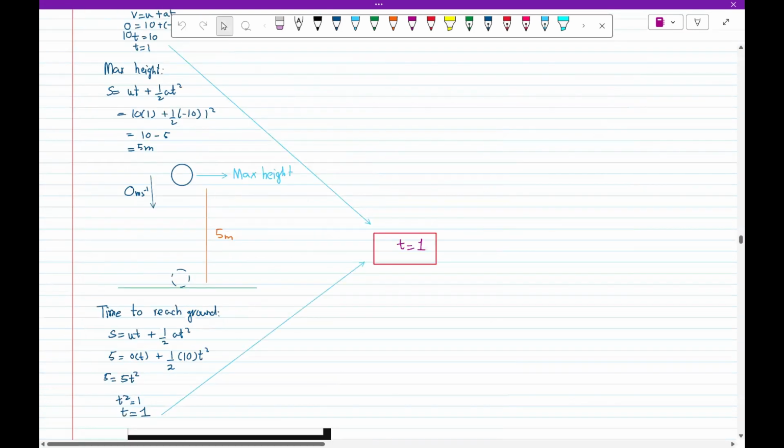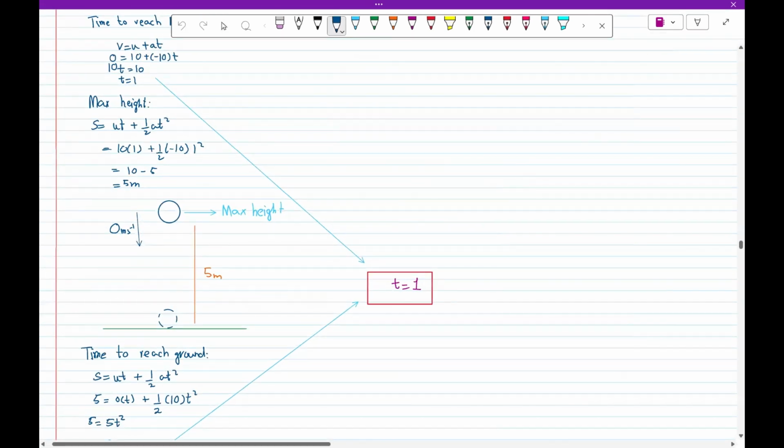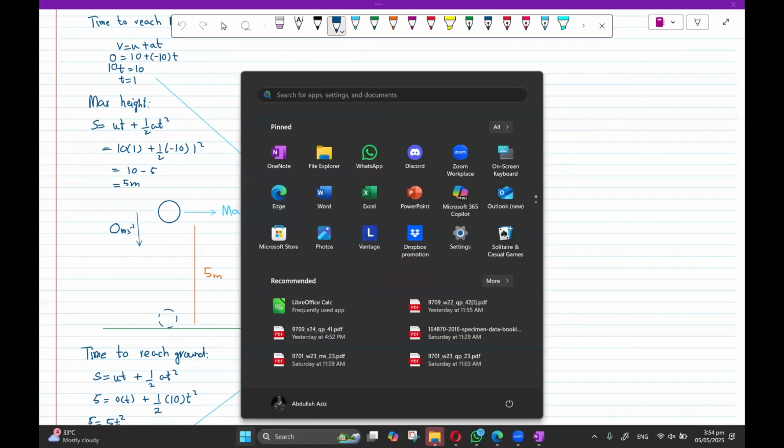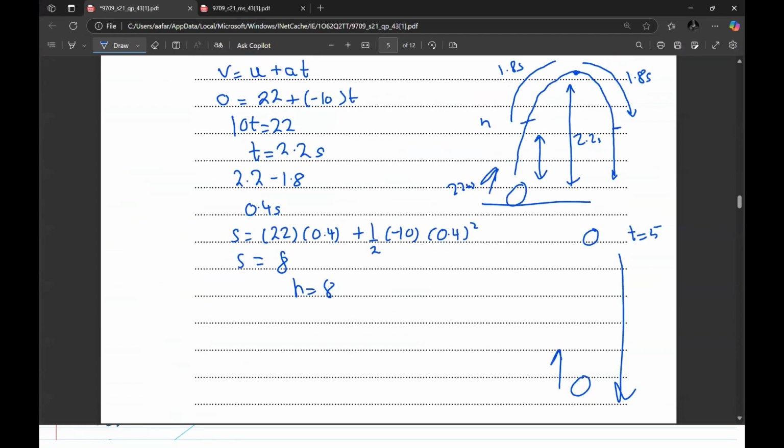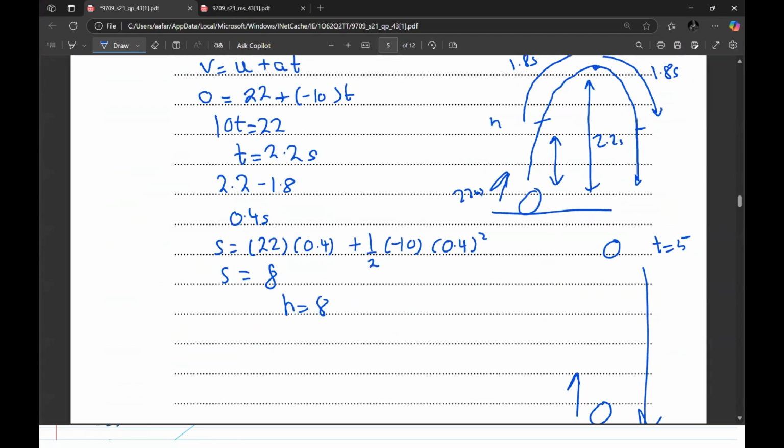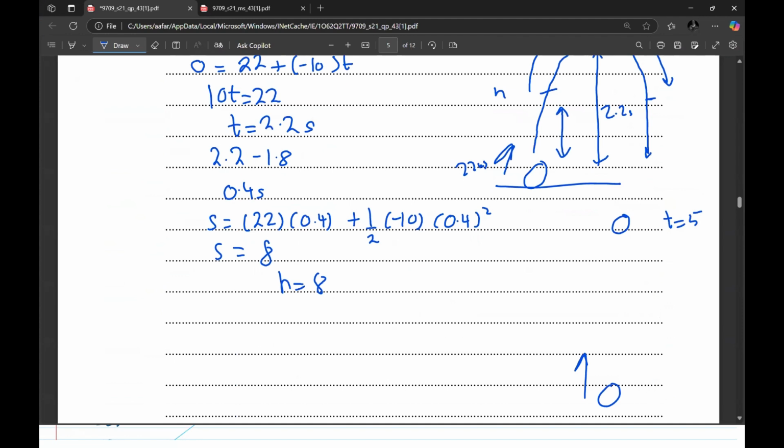t is equal to 1. Basically, this is how we prove that the time it takes to reach a point above is the same time it takes to cover the same distance downwards. So the time it takes to reach maximum height will be the same time it takes to reach ground from that maximum height. So do you understand this point? This is very crucial to understand.